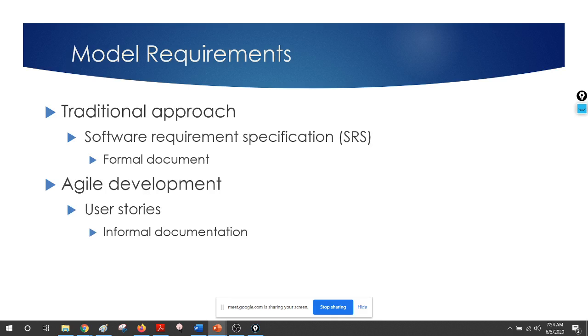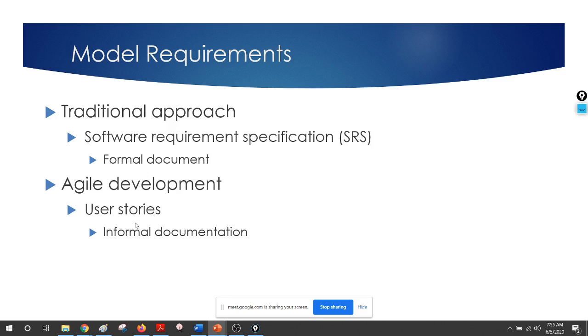Right, so in the traditional approach, the documentation we are now talking about, we have something called software requirement specification. Actually there's a mistake in the heading. This should not be model requirements, this should be document the requirements. In the traditional approach we have something called software requirement specification, a formal document given to the customer. But in the agile approach we call them user stories. So likewise you must know the old approach and the new approach also.